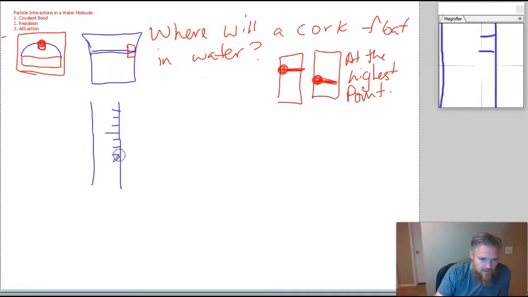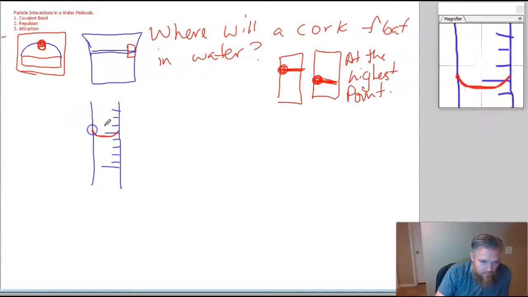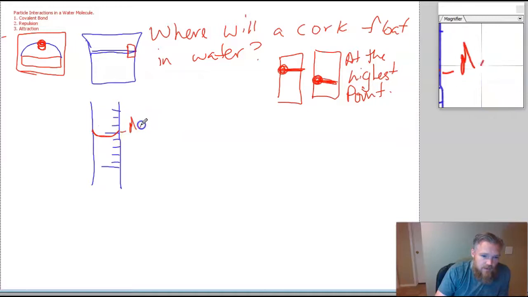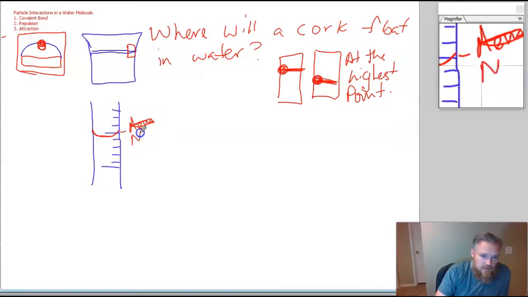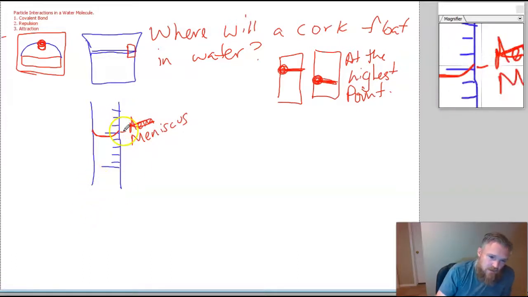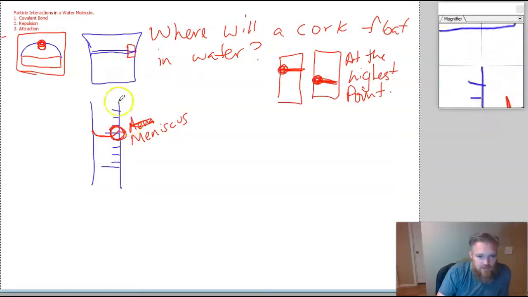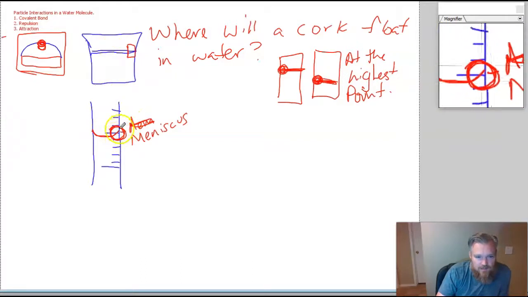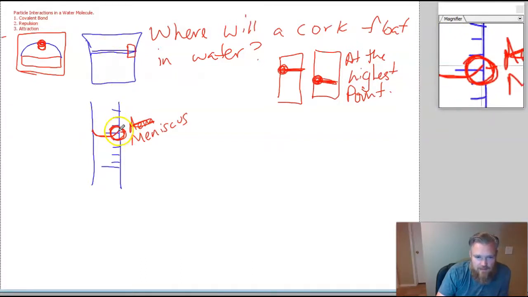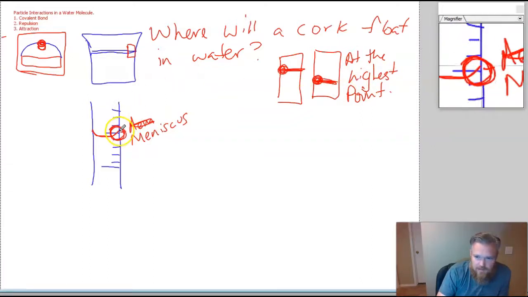When you look in a graduated cylinder, and you look at the water line in the graduated cylinder, it does this, right? And what do we call that? We call that a meniscus, right? And so what's going on in this little spot right here is what's really important. This is now the highest point. You can see it in this blown up version over here if you want. Right there is the highest point.